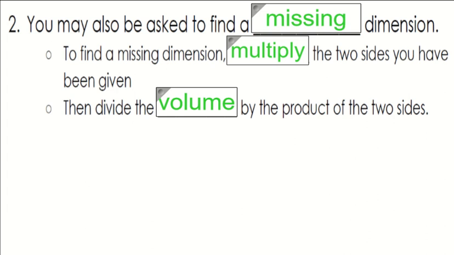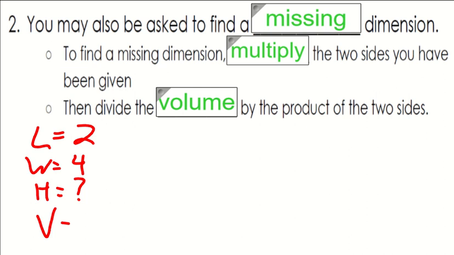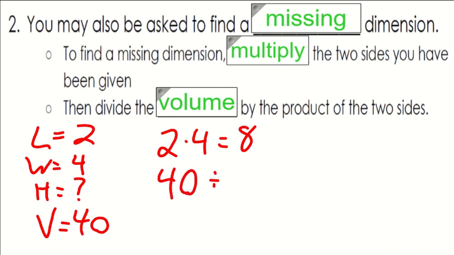So I'll show you what they mean. They're saying if the length, I'm just going to use whole numbers, is 2, width is 4, we don't know the height, and the volume is 40. What they're saying to do is to do 2 times 4, that's 8, and then divide the volume by that, and we get 5.